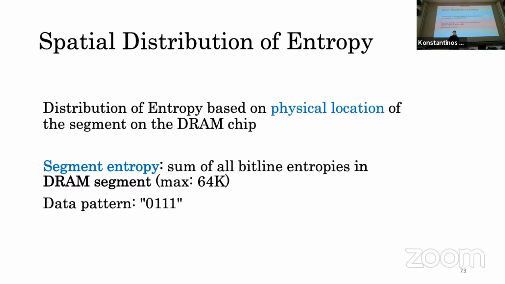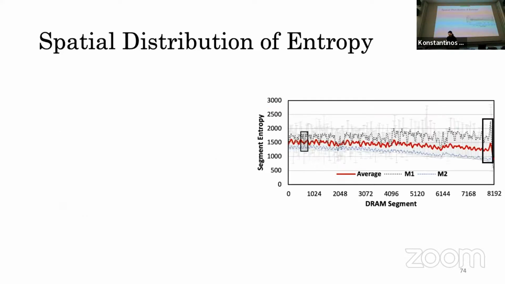The data pattern used for initialization in this experiment is 0111, which was previously found to be the most random in the experiment you've just seen. Here you can see the results. The x-axis plots the 8,000 DRAM segments in a DRAM bank across 336 DRAM chips, and the y-axis shows the segment entropy. The red curve shows the average segment entropy across all chips, with the error bars showing the maximum and minimum entropy values observed for any DRAM segment.